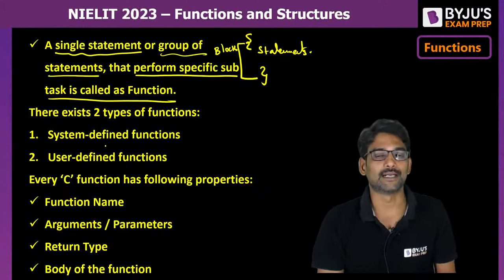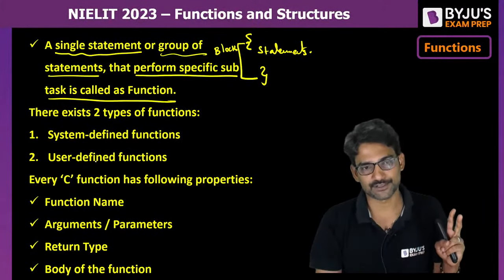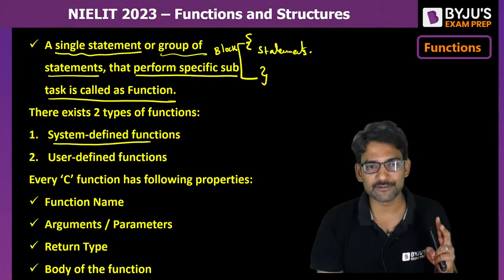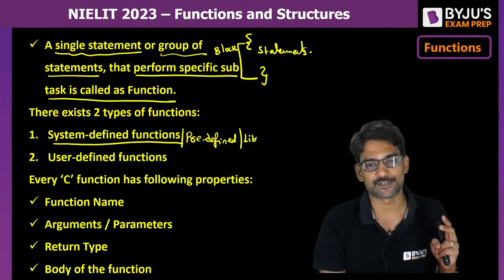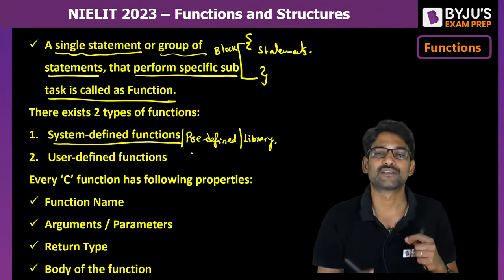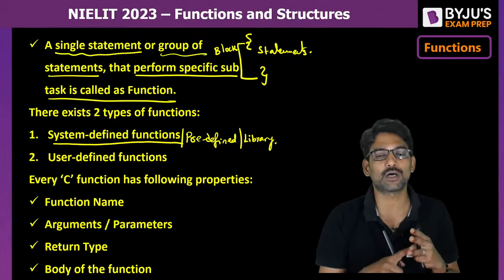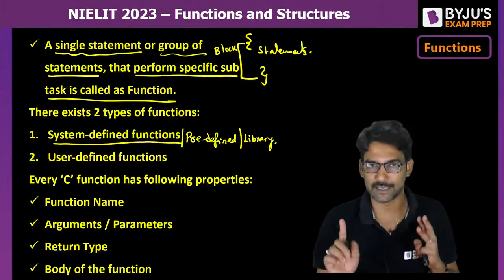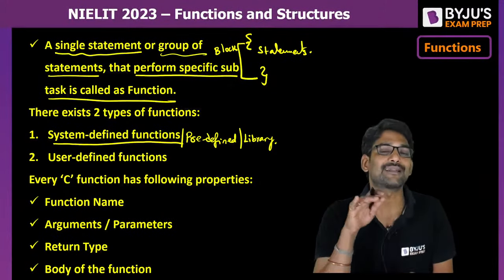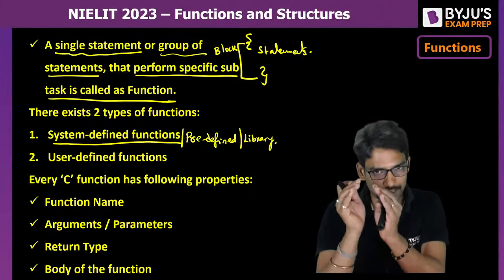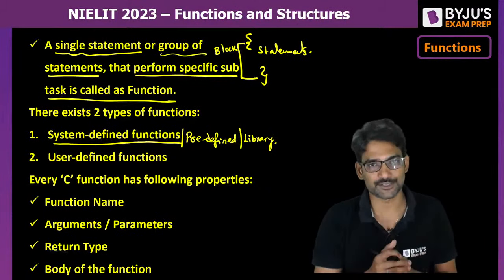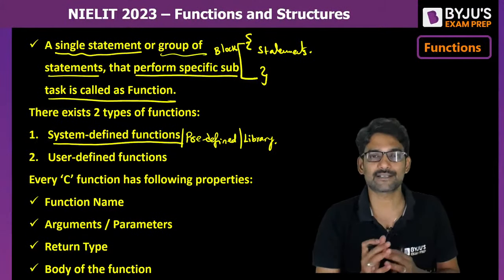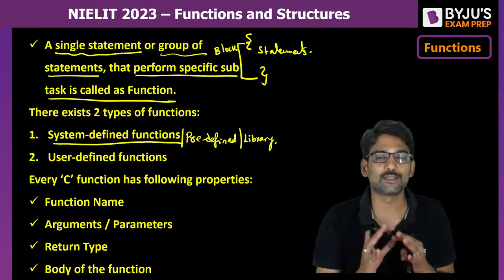And there will be 2 types of functions. What are they? System defined functions, or predefined functions, or library functions. System defined, predefined, or library function, all the same. What are these? Those which already exist in the C library or that particular programming language's API or library. So we need not create such functions, we can only avail those services.